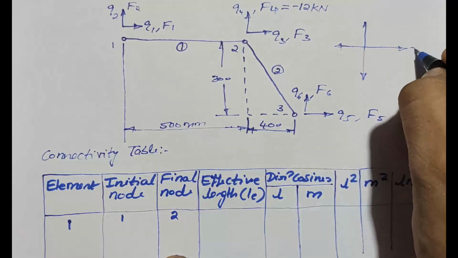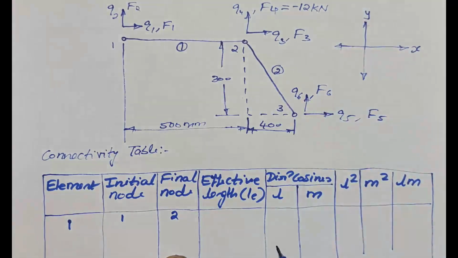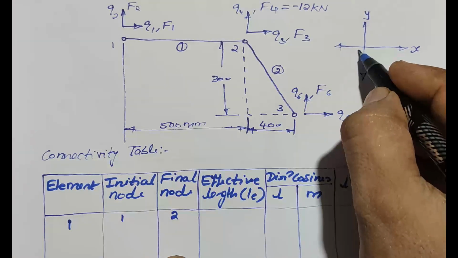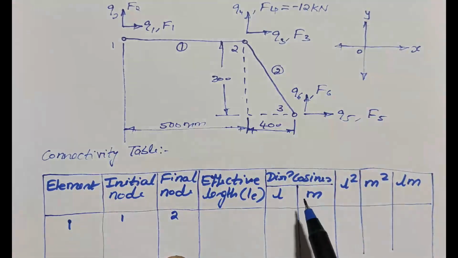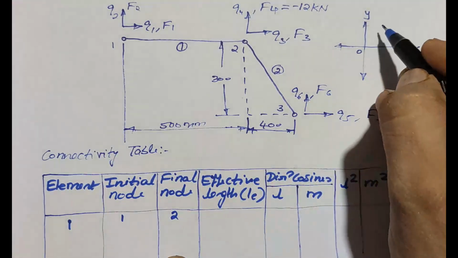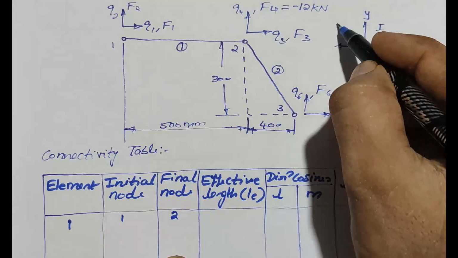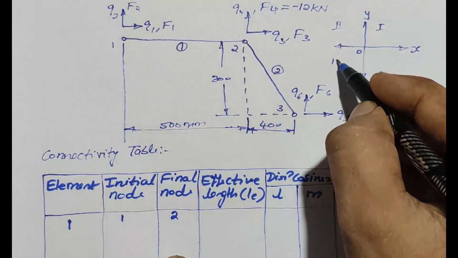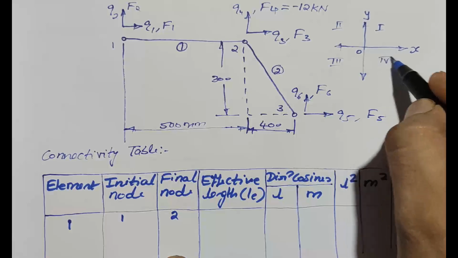This is X, this is Y. This is the origin O. See, this is our Cartesian coordinate system. This is first quadrant, second quadrant, third quadrant and fourth quadrant.